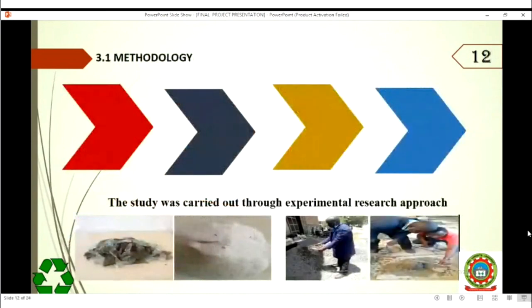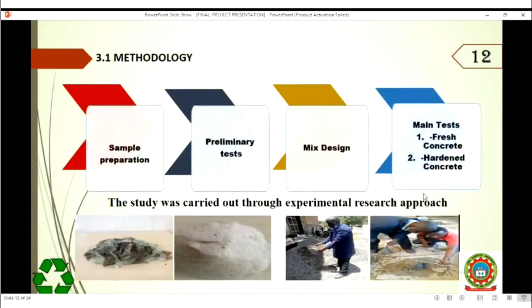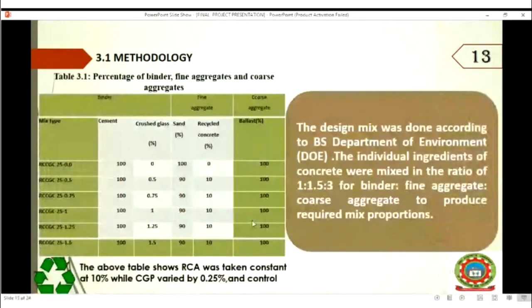On methodology, the research was carried out through an experimental research approach, where we had sample preparation, preliminary tests, mix design, and then fresh concrete and hardened concrete. The table shows the design mix as per the concrete aggregates.